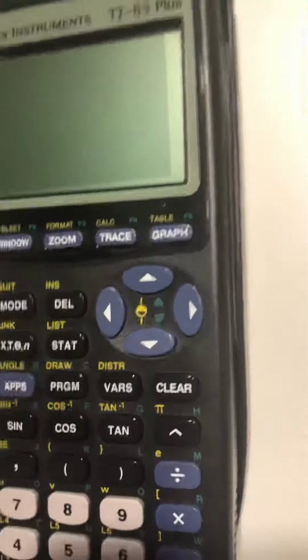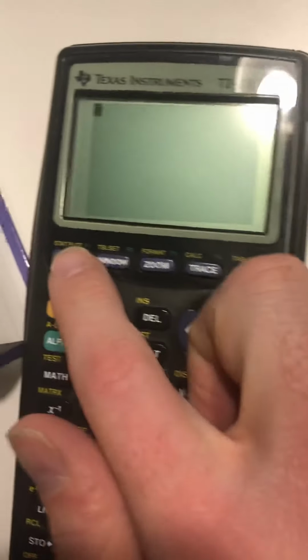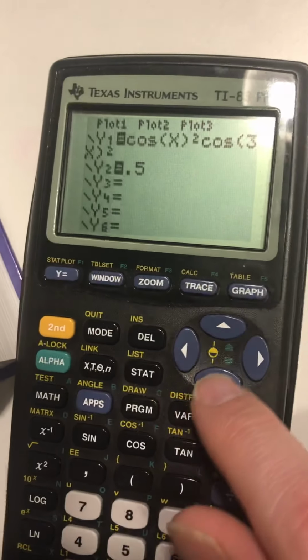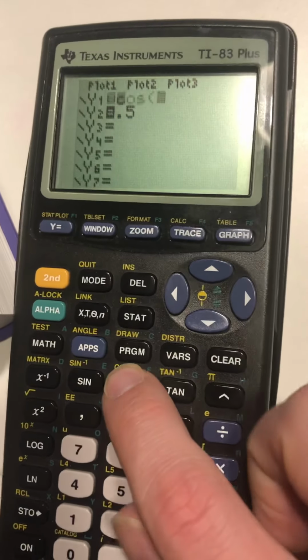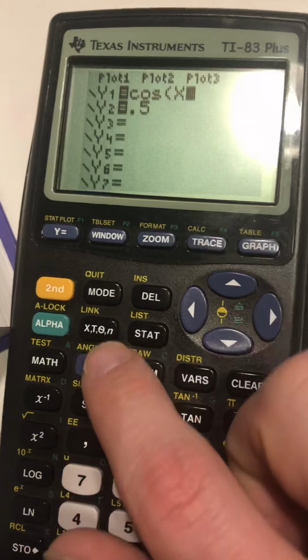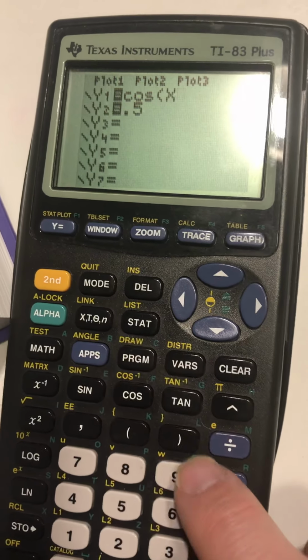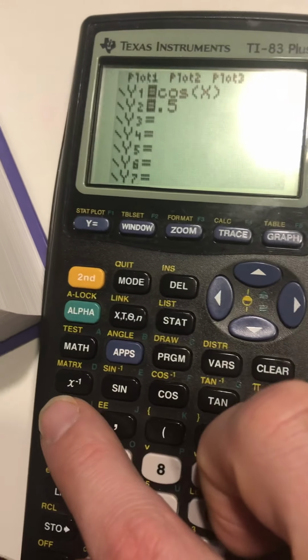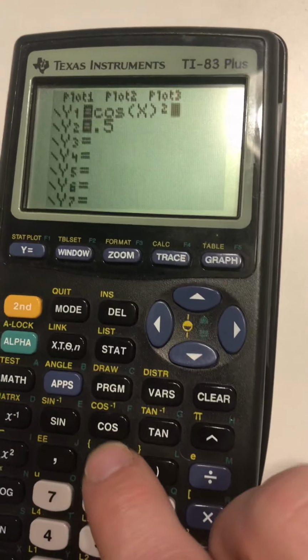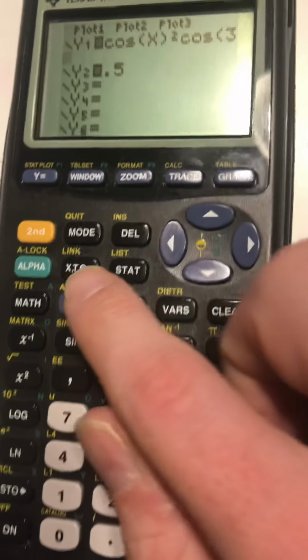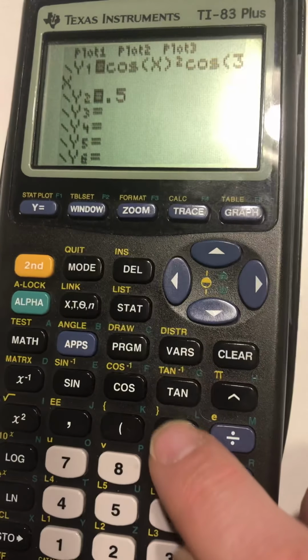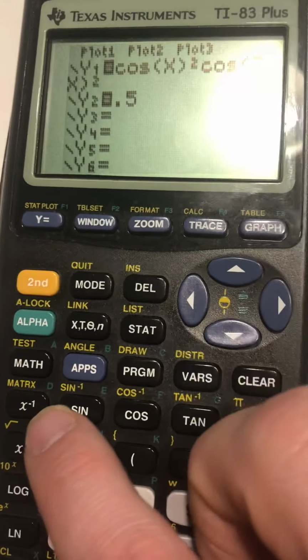So we need to punch this into the calculator. There's a couple ways to do it. I found the most intuitive way is to use this y equals, and then you enter in here. So I'll just clear it out and show you the command. So cosine x for theta, this x here, and then it's squared, times cosine 3 theta, also squared.